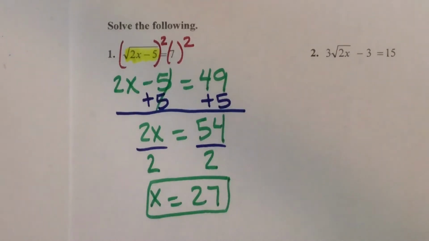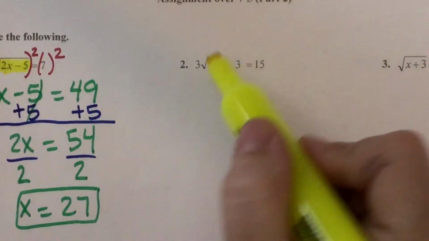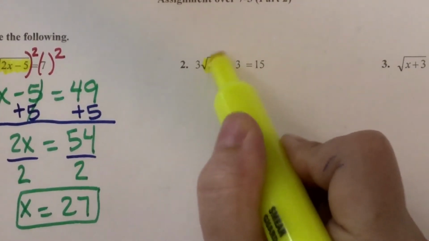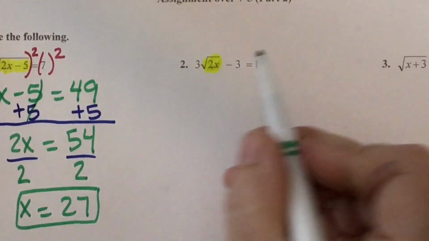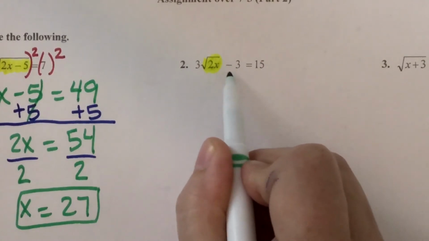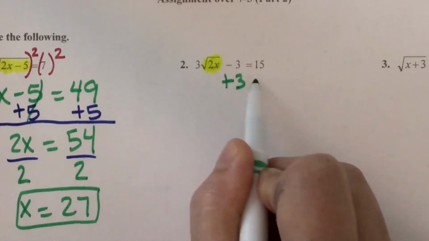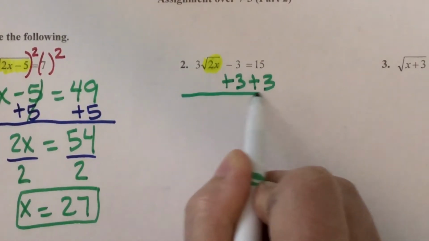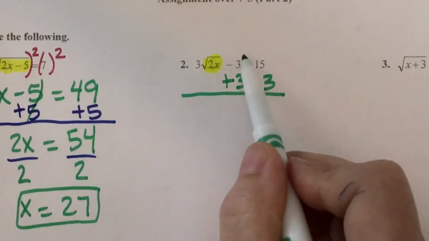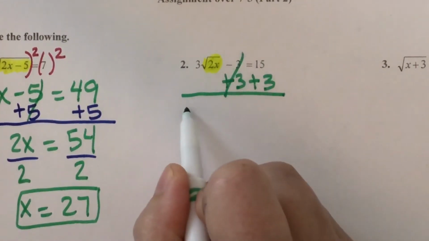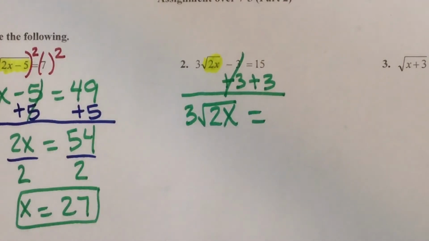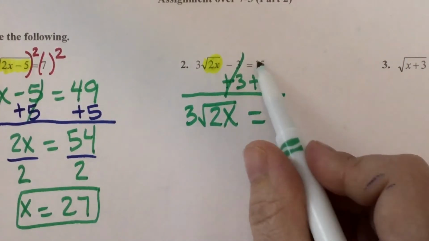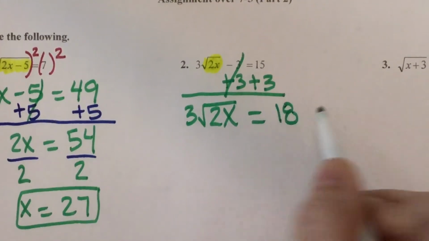Okay, number 2. So my variable that's under the square root, that has to be by itself. So I have 2 3's to get rid of. So I get rid of addition, subtraction first. So to get rid of subtraction of 3, I'm going to do the opposite and add 3. So negative 3 plus 3 is 0. So I'm left with the 3 and the square root of 2x on the left. On the right side, 15 plus 3, that's 18.